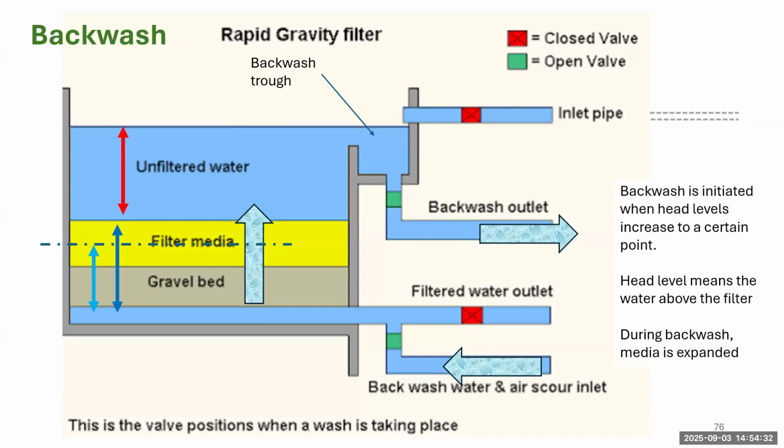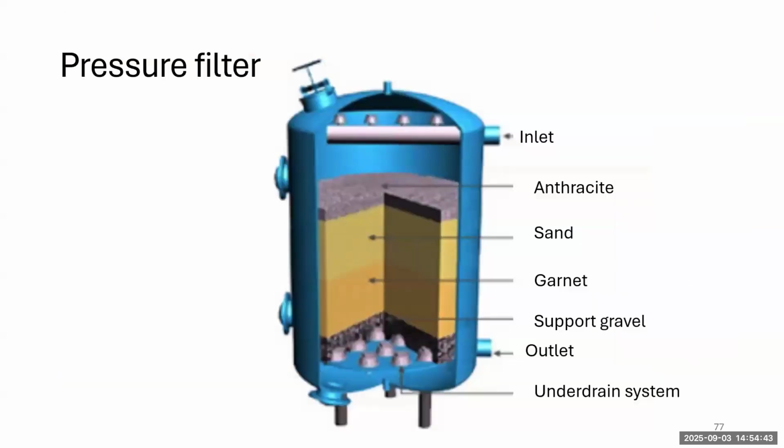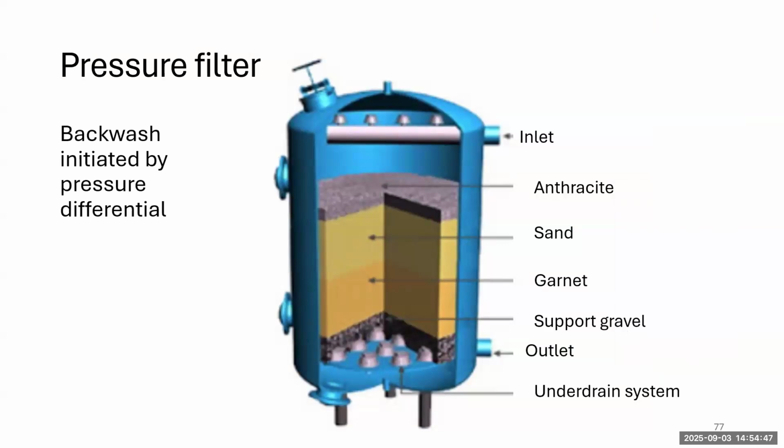It will expand so that those filter particles will come apart and allow those particles that have been trapped between the media to be washed out. In a pressure filter in a tank, we'll usually initiate backwash with the pressure differential between the water coming in and the water coming out. It'll get harder for water to come in, and the pressure differential will be larger.